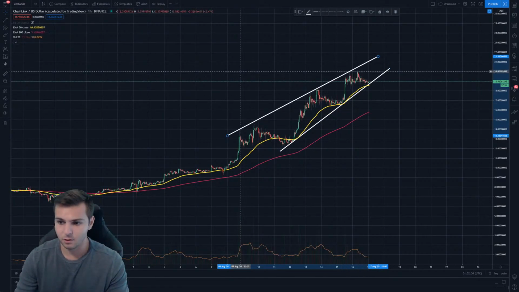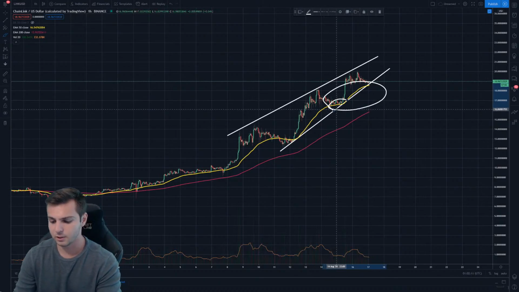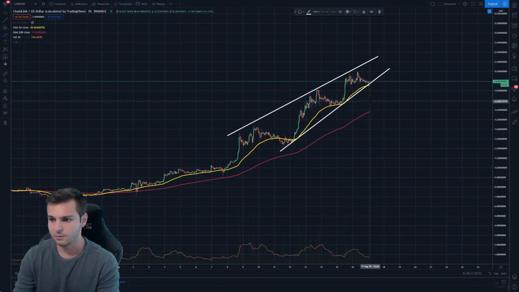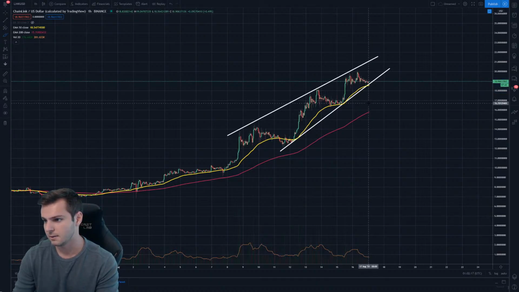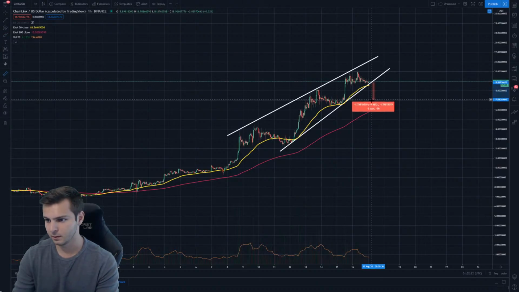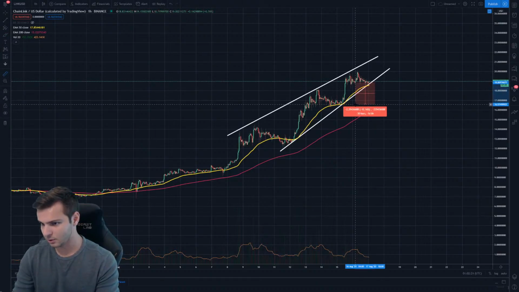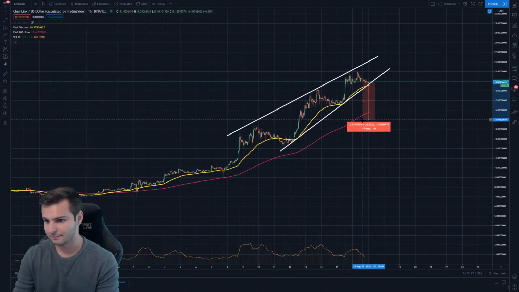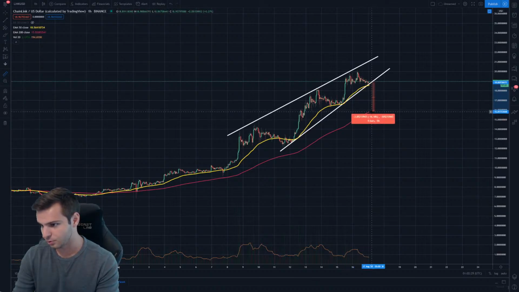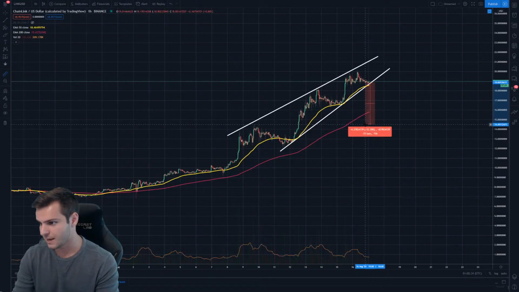I would be very careful if this 50 EMA breaks and this support line breaks as well, the 50 EMA of course being the yellow line over in here. If this and the support line break, I don't see any reason why Chainlink can't come down to like 16.7, which is about a 12% drop to the downside. After that, this guy's going to have room to 15.7, which is 16.5%. After that, it's going to be 14.49, which is 23%.